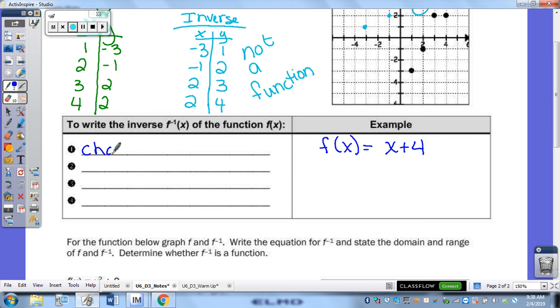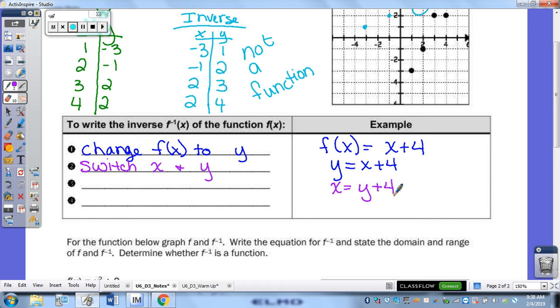So change f of x to be y. So I'm going to go ahead and do that over here in my example. So now I got y equals x plus 4 instead of f of x. So then second step, you're going to switch your x and your y. So I'm going to go over here, switch my x and y. So instead of y equals, it's now x equals y plus 4.